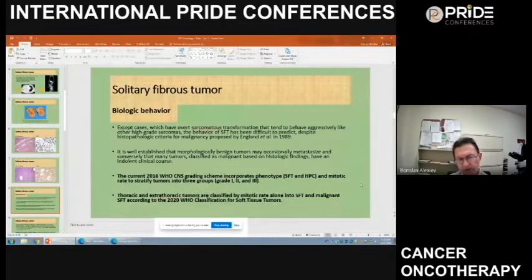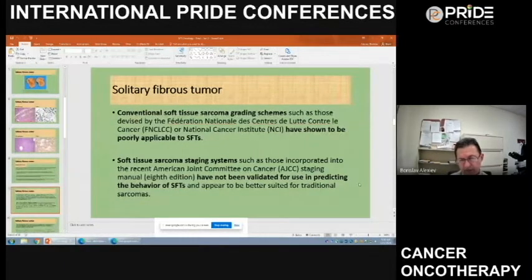The current 2016 WHO CNS grading scheme incorporates the phenotype, SFT or HPC, and mitotic rate to stratify tumors in two categories or groups: grade 1 benign and grade 2 and 3 malignant. As far as the soft tissue is concerned, thoracic and extrathoracic tumors are classified by mitotic rate alone into SFT and malignant SFT according to the latest WHO classification of soft tissue tumors.